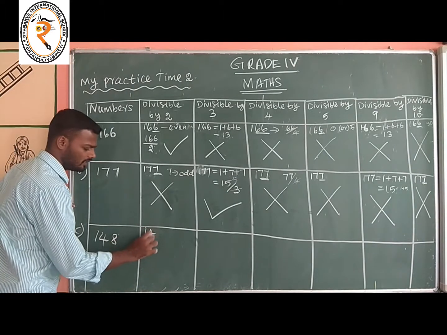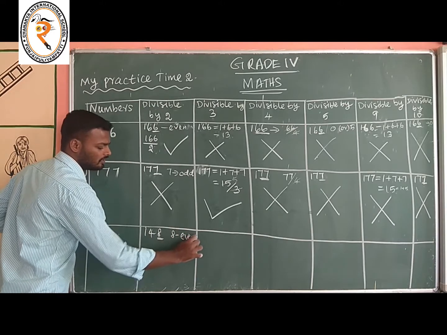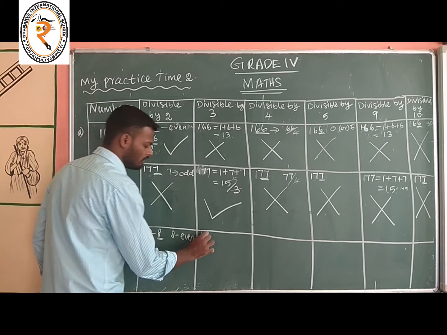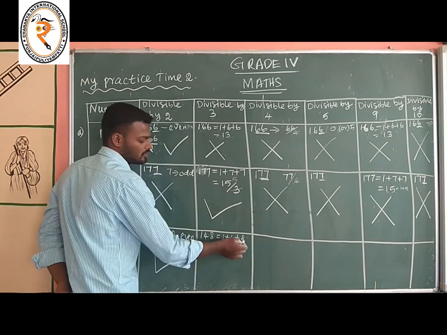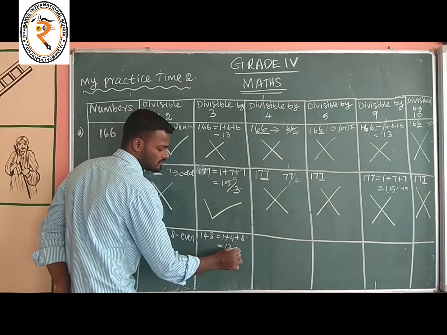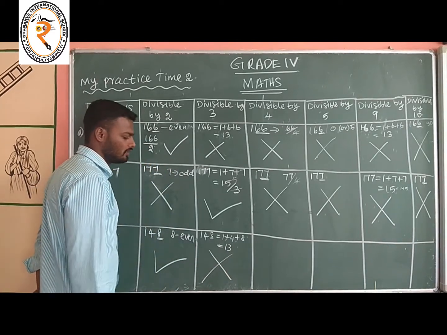148. The last digit is 8, an even number, so it is divisible by 2. Adding 1, 4, 8: 1 plus 4 plus 8 is 12, 12 plus 1 is 13. 13 is not divisible by 3. Therefore 148 is not divisible by 3.